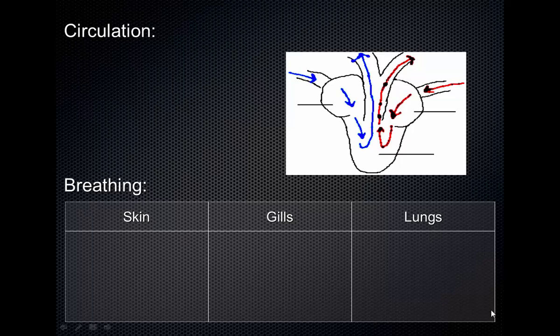As far as circulation, the heart of amphibians is a little more complex than the heart of the fish. Amphibians have a three-chambered heart. So they have two atria and one ventricle.